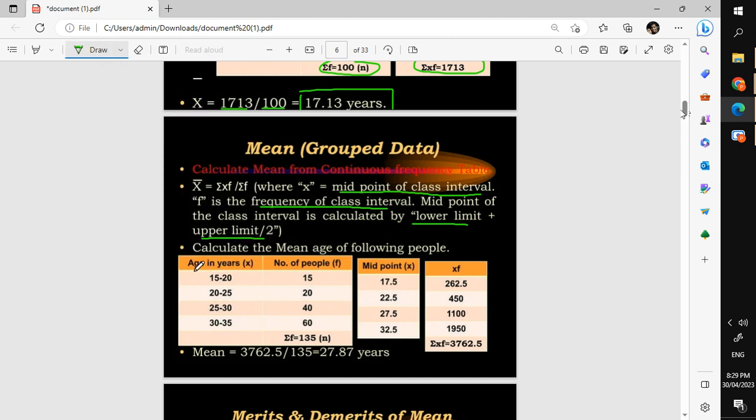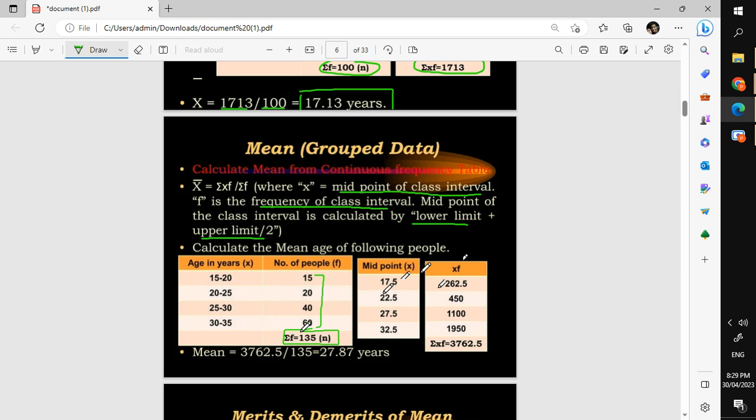Okay, let's start. The first column, you have here the x or the intervals. Second column, that's the frequency. Third column, that's the midpoint. Fourth column, that's x times f. So there are 15 people who are of age 15 to 20, 20 people who are of age 20 to 25, 40 people who have the age ranging from 25 to 30, and 60 people have the age 30 to 35. So these are the frequencies. You will be adding this. You have then 135. Now, we first have to get the midpoint so that we can get the values of the fourth column.